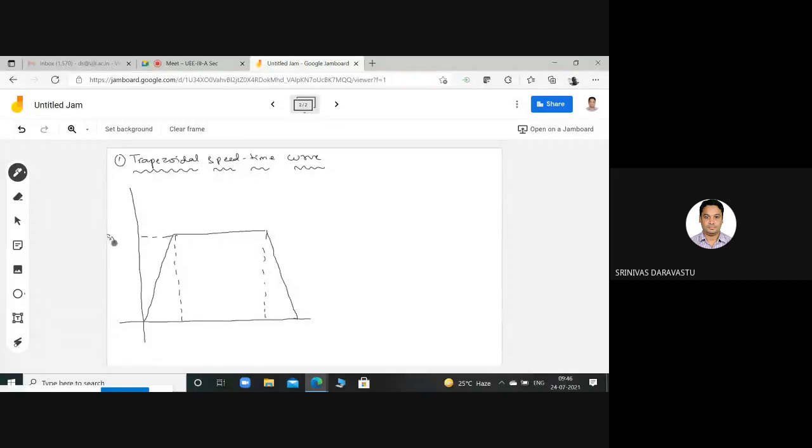Now this is the speed in kilometer per hour, or we can say meters per second square. This is the time in seconds. So this one is t1, this is t2, and this is t3. Now this is 0, A, B, C, D, E. This is the trapezoidal speed time curve.